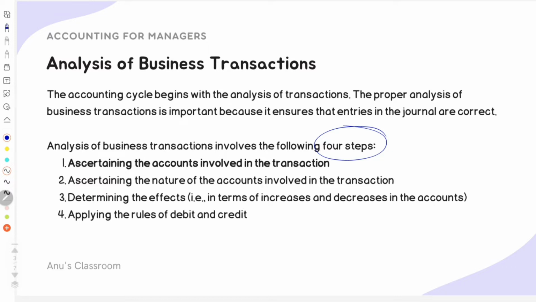First, we have to ascertain the accounts involved in the transaction. Right now, most of us are following the double entry system of bookkeeping, so there will be a minimum of two or more accounts involved per transaction. So the first and foremost step is that we identify or ascertain which accounts will be affected by this transaction. And then we need to ascertain the nature of these accounts, that is, whether these accounts will be debited or credited.